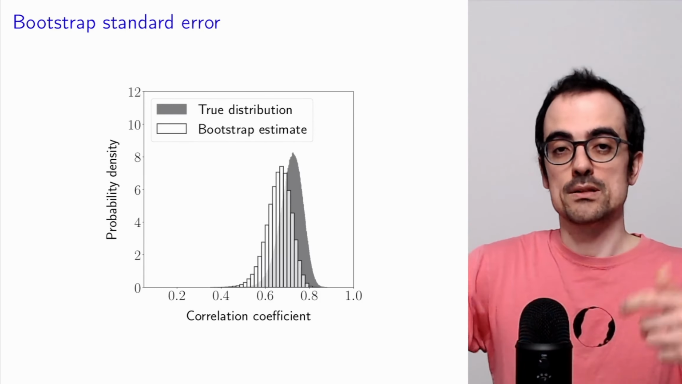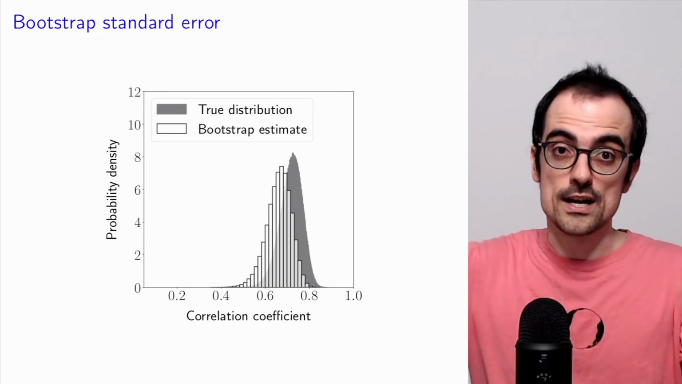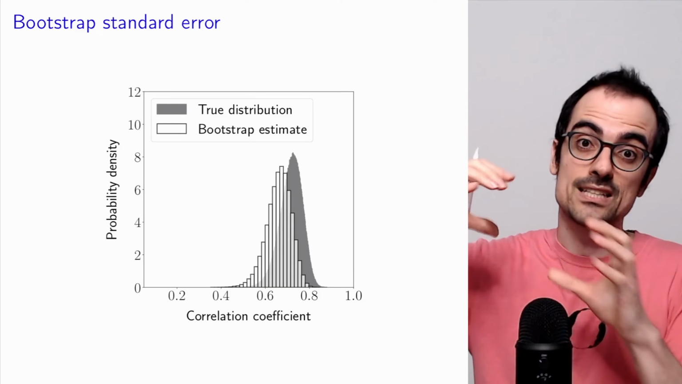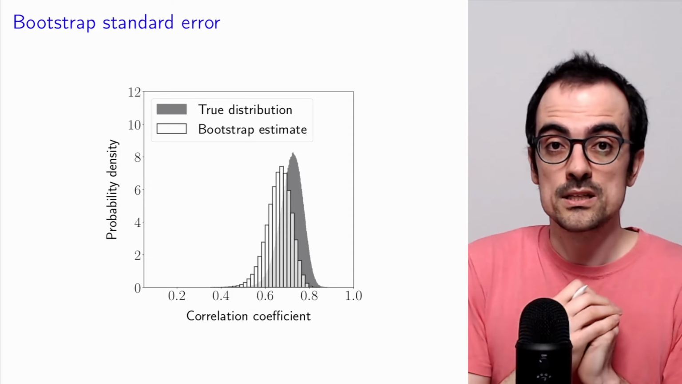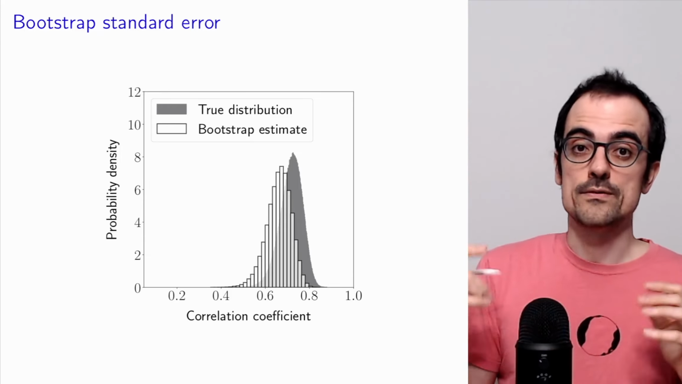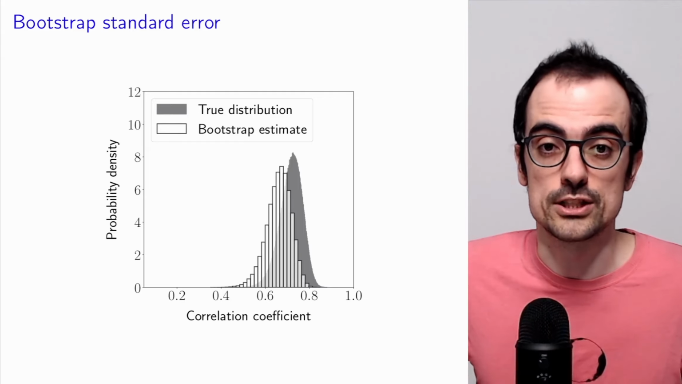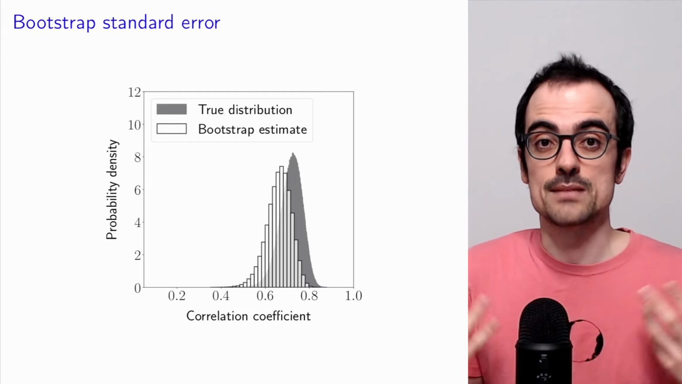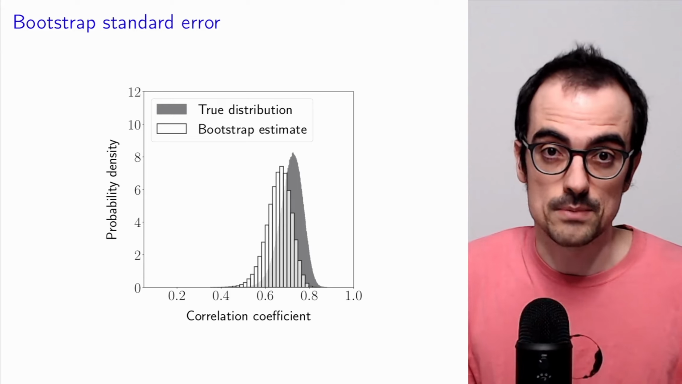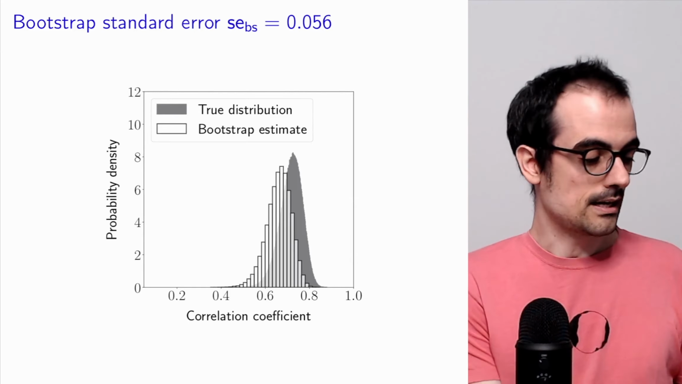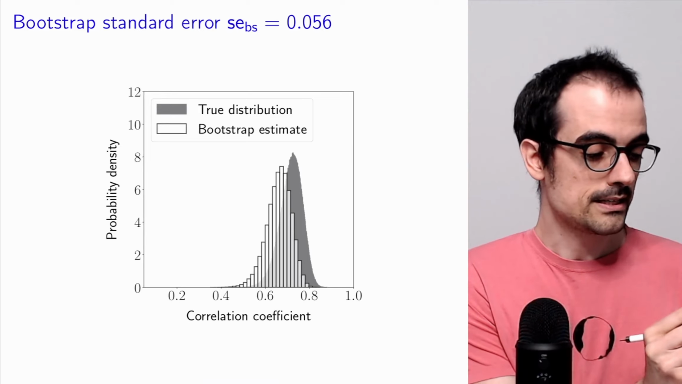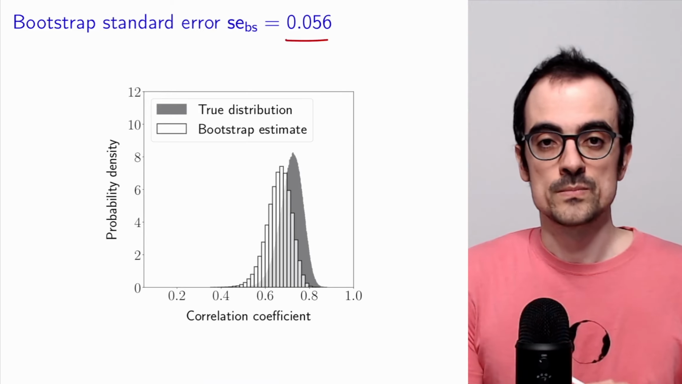We sample from our 100 measurements over and over and over again. In batches of 100, we compute the correlation coefficient of those batches. And now we have a lot of correlation coefficients. We compute the standard deviation of those correlation coefficients, and that gives us an estimate of the standard error of the sample correlation coefficient. In this case, the estimate of the standard error is 0.056.